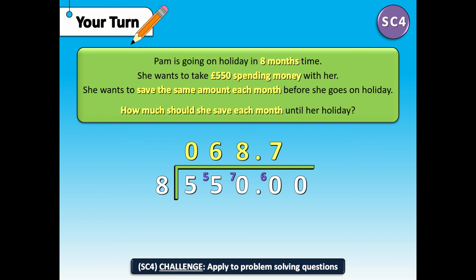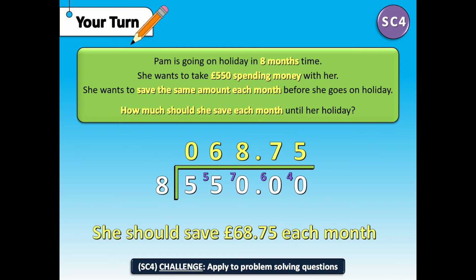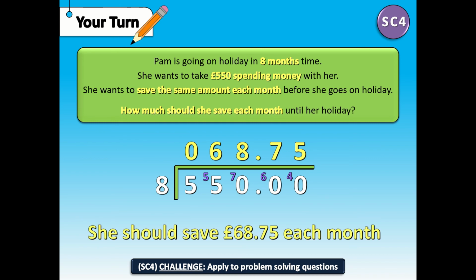8 goes into 60 7 times, with a remainder of 4. And 8 goes into 40 5 times exactly. So she should save £68.75 each month.